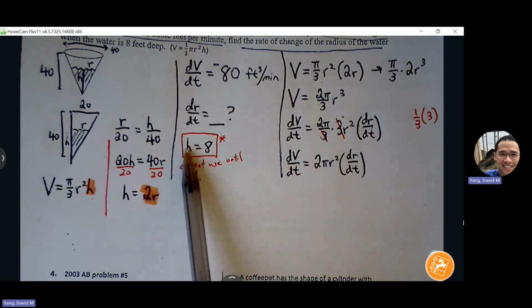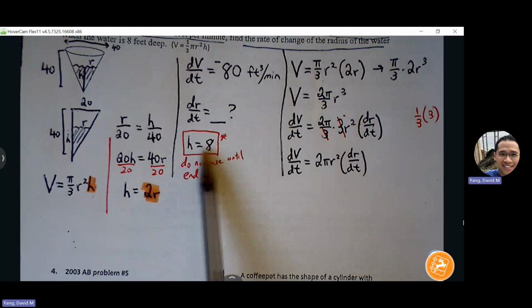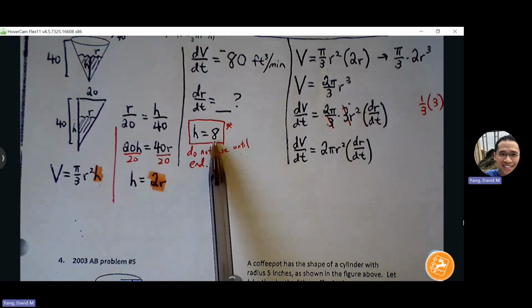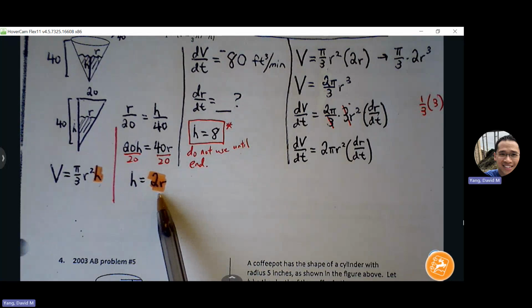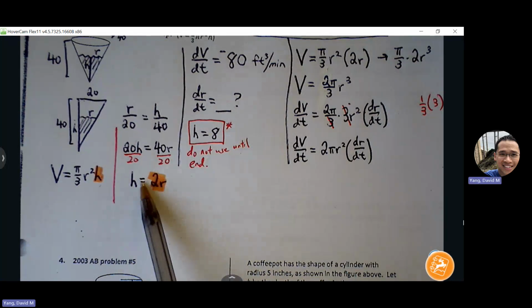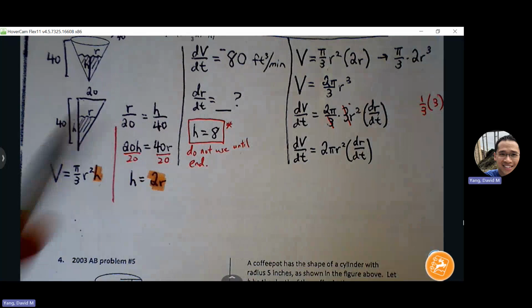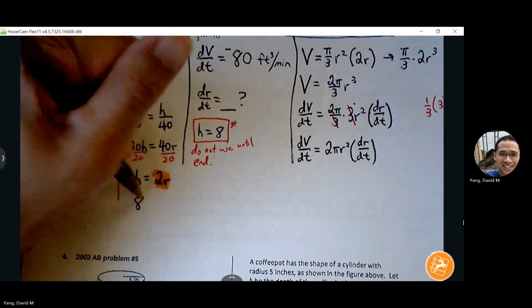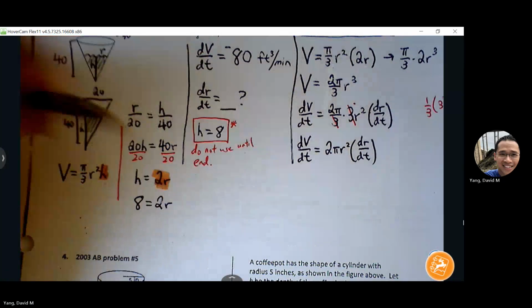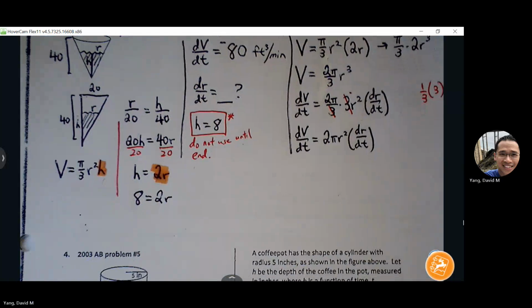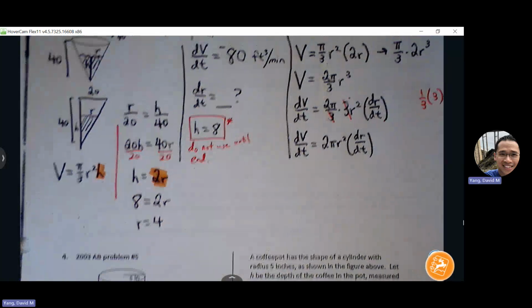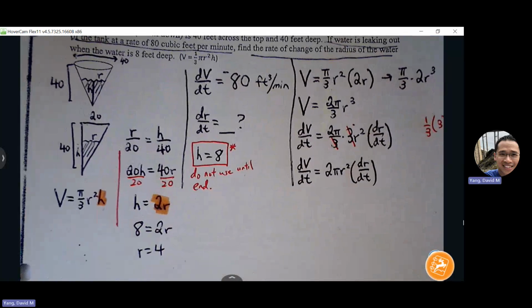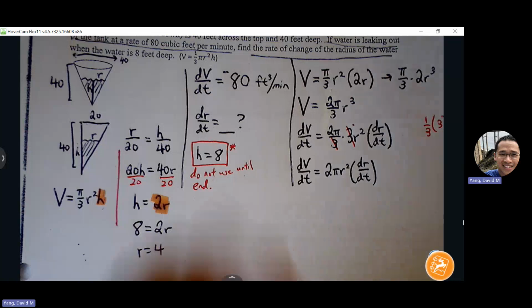So what is something that we can use to help us convert from that height of the water level, 8, to the radius of the water level? There we go. Yeah, there's our formula, right? So I can plug 8 in for h and solve for r that way. So r is equal to 4. So now everything we need is ready for us to use. Okay, so dV/dt is -80.